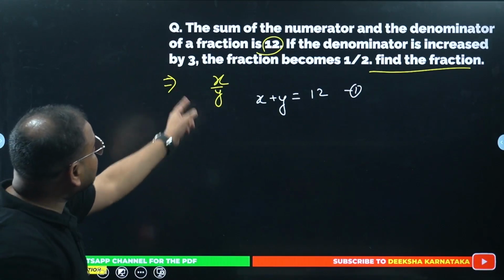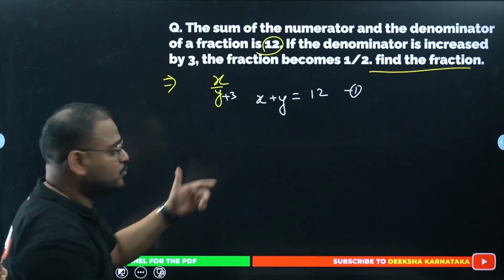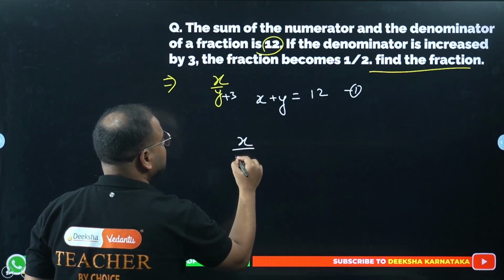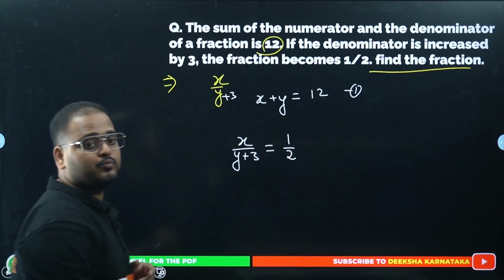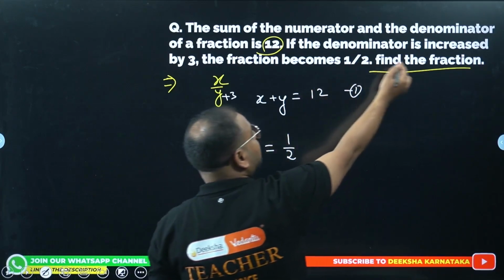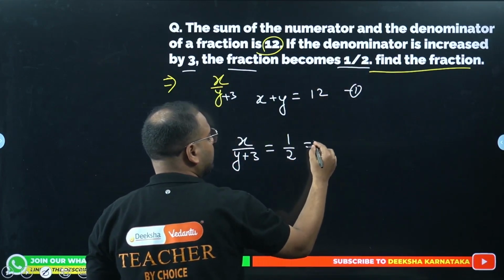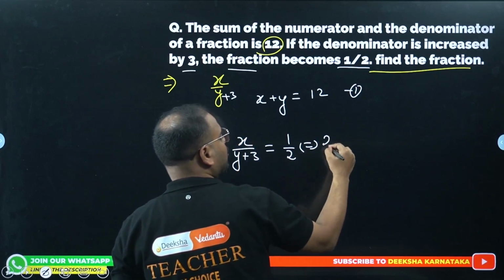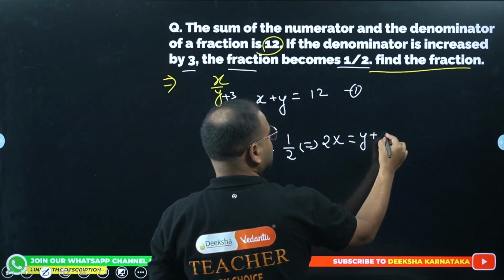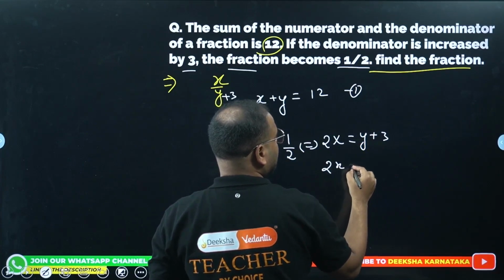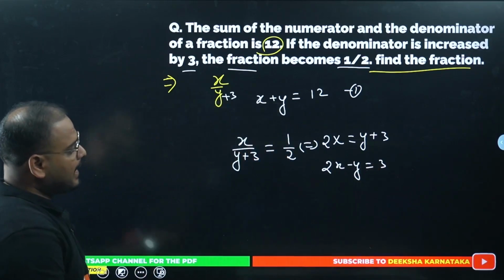If the denominator is increased by 3, means if I add 3 here, the fraction becomes 1 by 2. So it means x by y plus 3 becomes equal to 1 by 2. Simplify it. Cross multiplication, 2 will go here, 2x equal to y plus 3. So 2x minus y equal to 3. This is my equation 2.